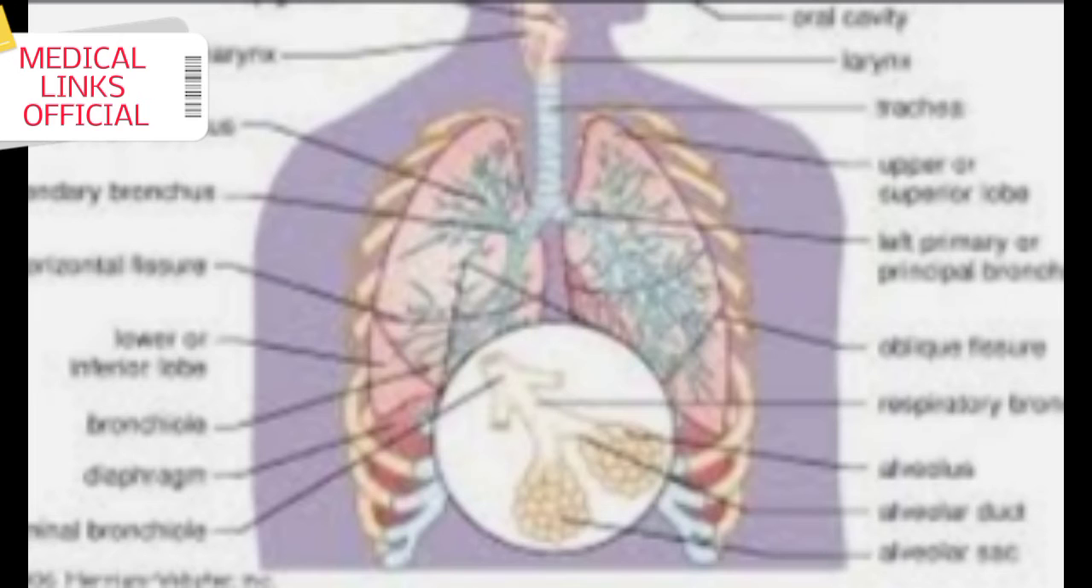The trachea, also called the windpipe, is about 10 centimeters long. The bronchi are formed by the division of the trachea at the level of the fifth vertebra.